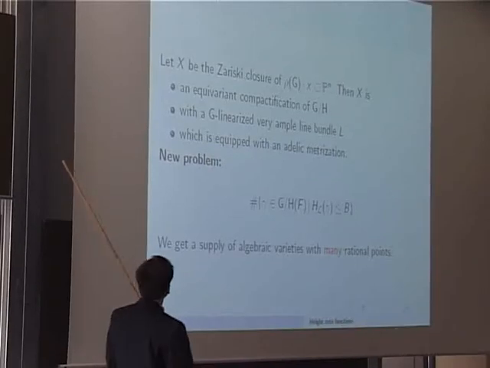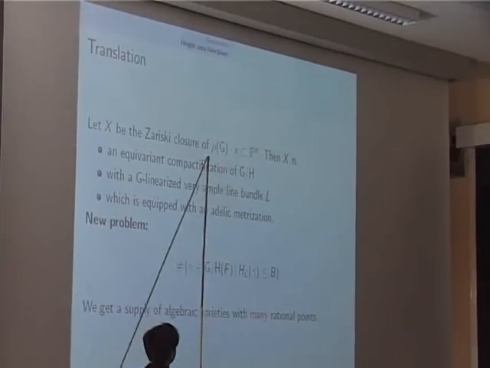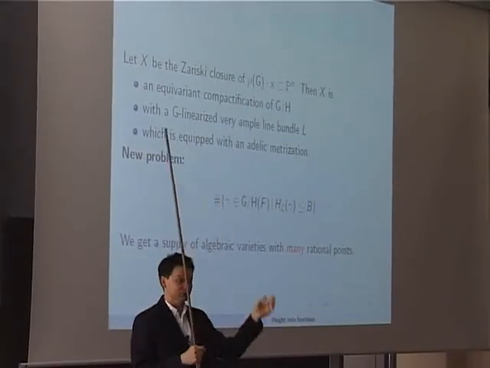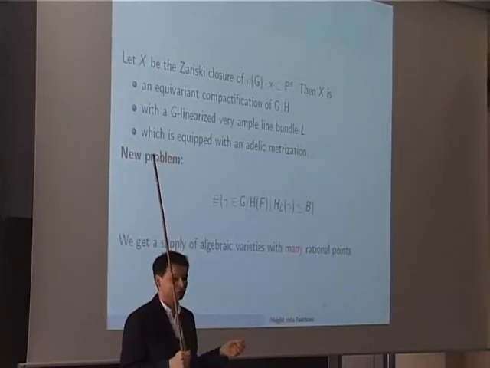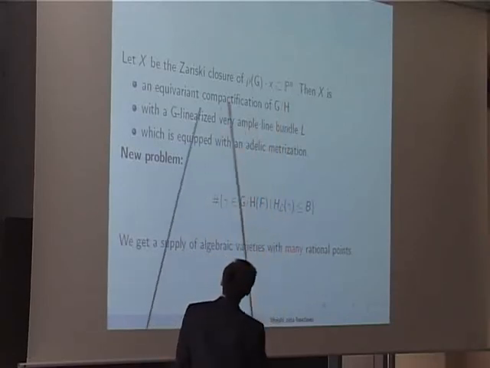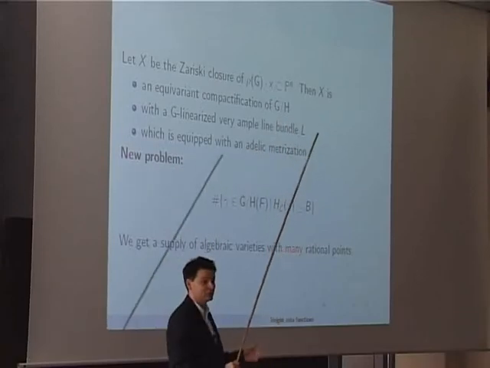What's the translation into the geometric setup? Let's look at the Zariski closure of this. So this is an algebraic representation. So it's given by some polynomials. So the image is also described by some polynomials. Just take the Zariski closure of the image. So you get some variety X in Pn. That variety in Pn contains as an open subset, Zariski open subset, G mod H.